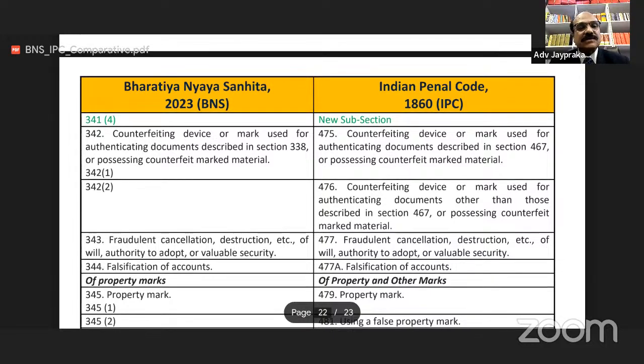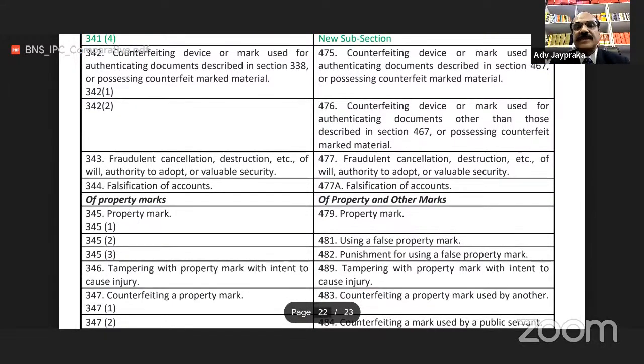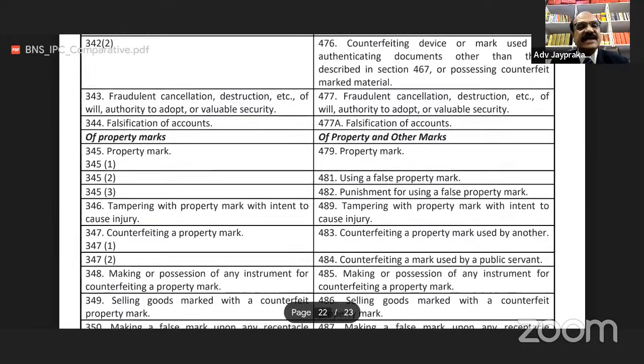So BNS section 342, we already completed: counterfeiting device or marks used for authenticating documents other than those described in the above section. BNS section 343, fraudulent cancellation, destruction, etc. of will, authority to adopt or valuable security; its corresponding section was 477. BNS section 344, falsification of accounts; its corresponding section was in IPC 477A.